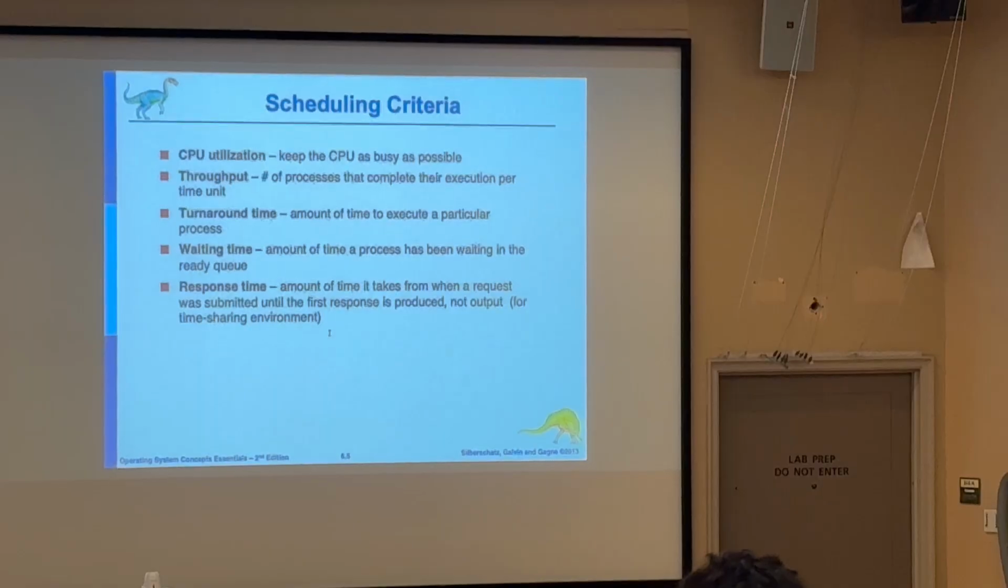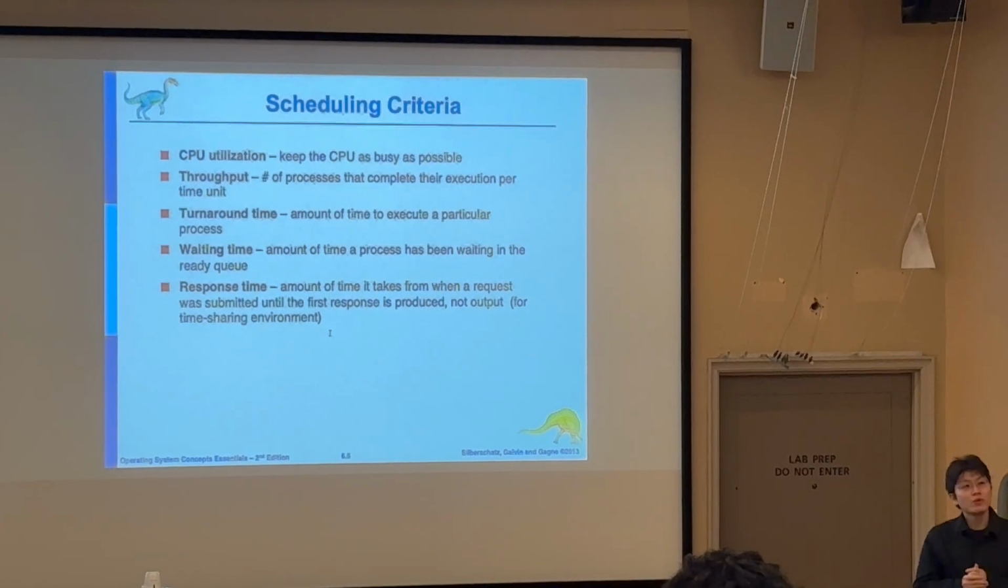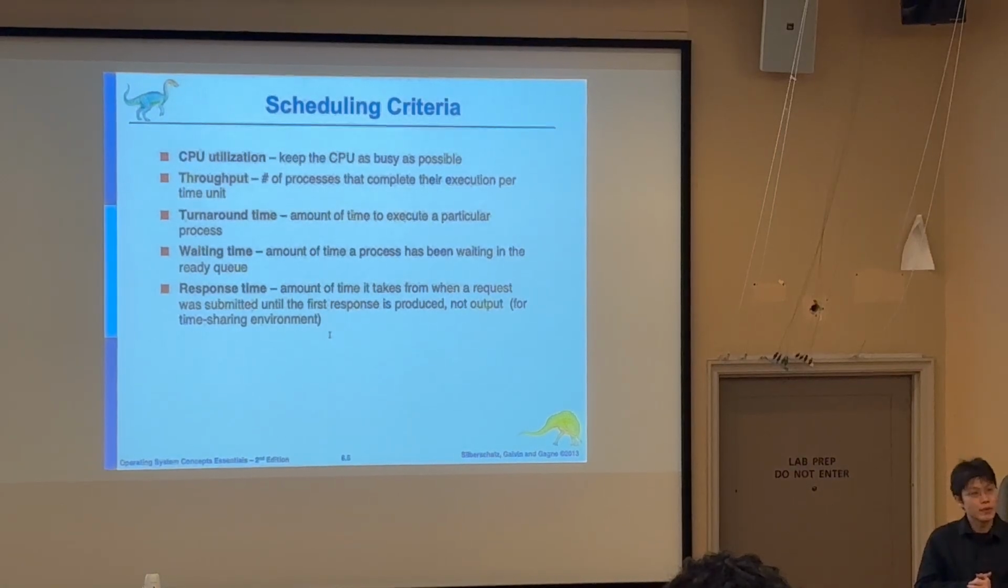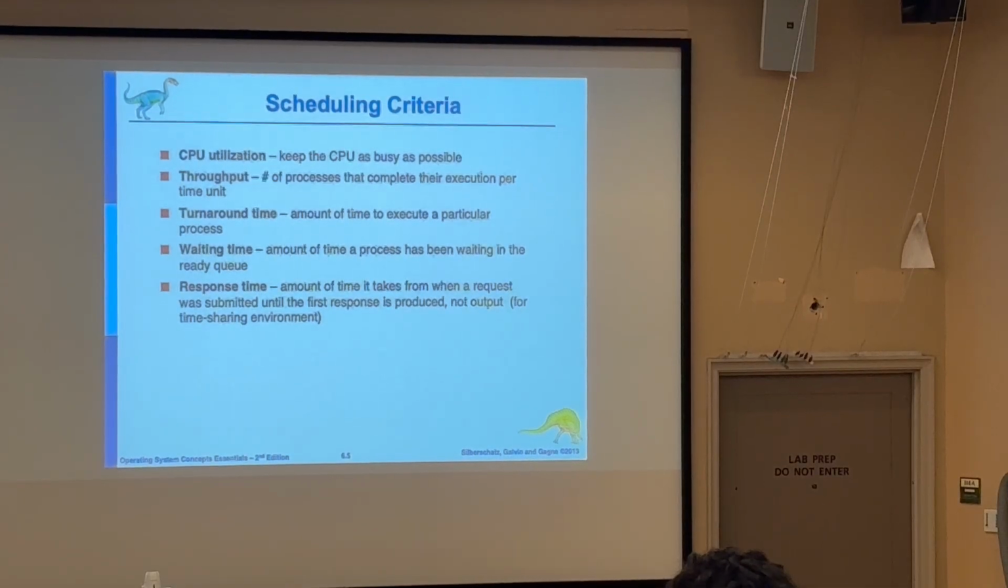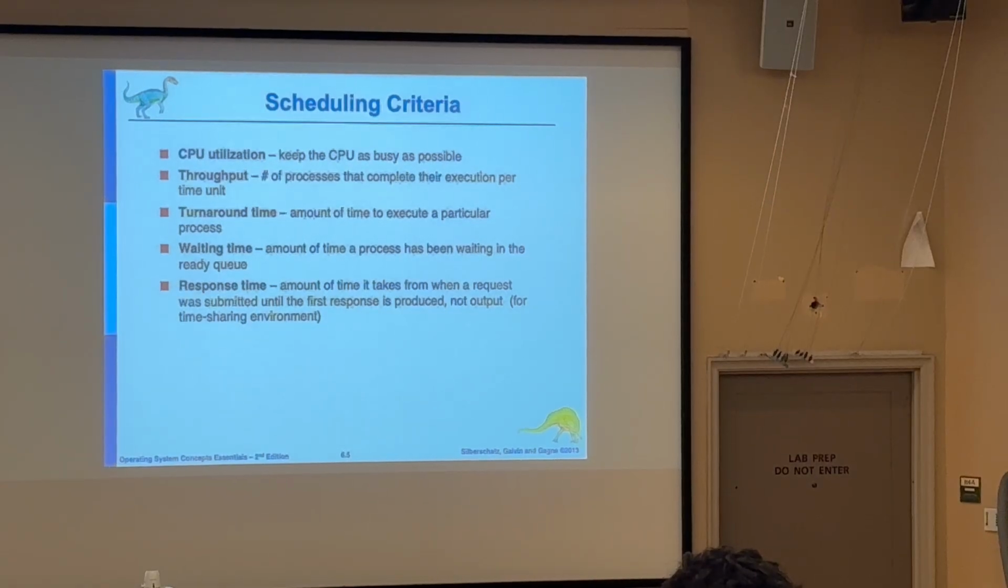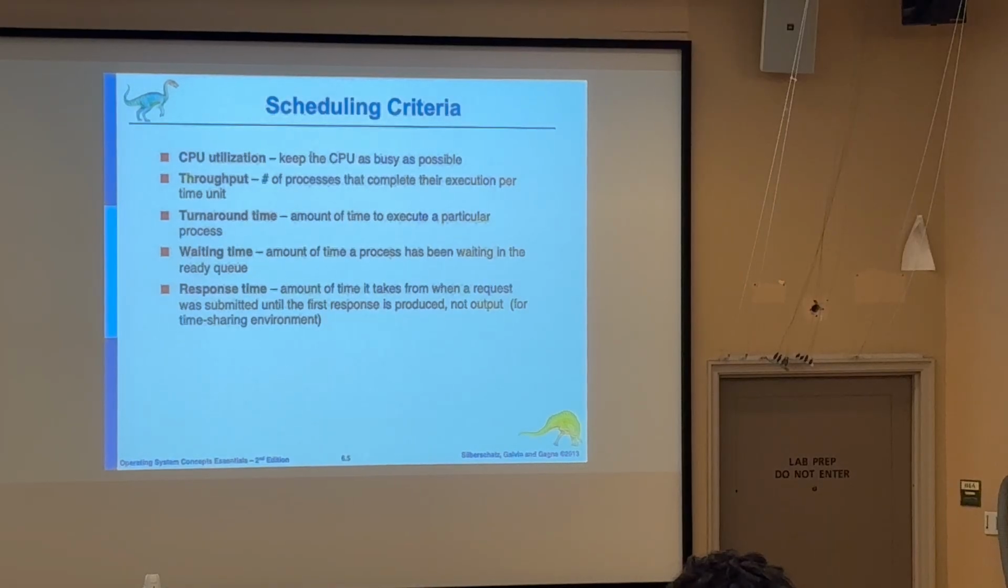Scheduling criteria. When we are talking about scheduling, we want to optimize for some goal based on some characteristics of the processes. There are some goals we might want to reach. First is CPU utilization. We want to maximize the utilization of these resources. We want to maximize the CPU utilization, so the CPU is almost never idle. We don't want wasted CPU resources.